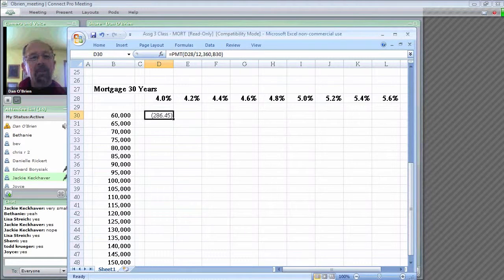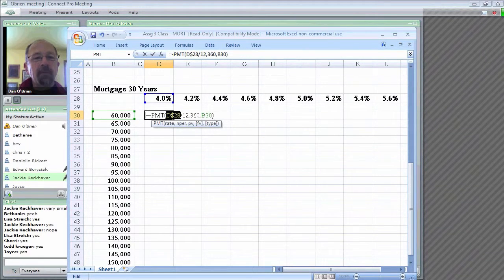Now again, this shows up a negative number, so we'll fix that. We hit F2 to pull this up. Go in front of the P and type in a negative. Now we go in front of the D28, and I'm going to do this a little quicker because we went through it. I'm going to hit F4, and I'm only going to be locking the 28. I go in front of B30, I hit F4, the absolute, and I only lock the B. I hit enter.